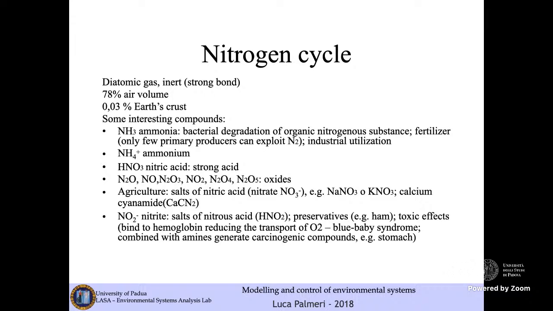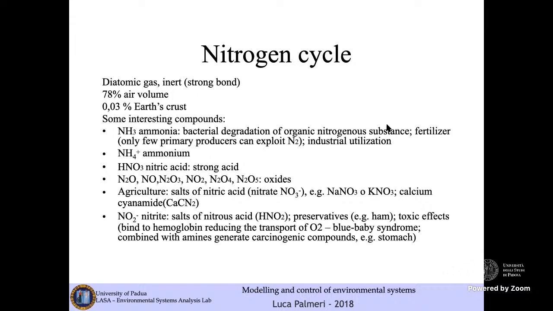Nitrogen displays some very interesting compounds from the biochemical point of view. For example, ammonia, NH4, that comes from bacterial degradation of organic nitrogenous substances. Ammonia, for example, may be found in fertilizers. We have only a few primary producers that can exploit gaseous nitrogen, because gaseous nitrogen is a very strong triple covalent bond.